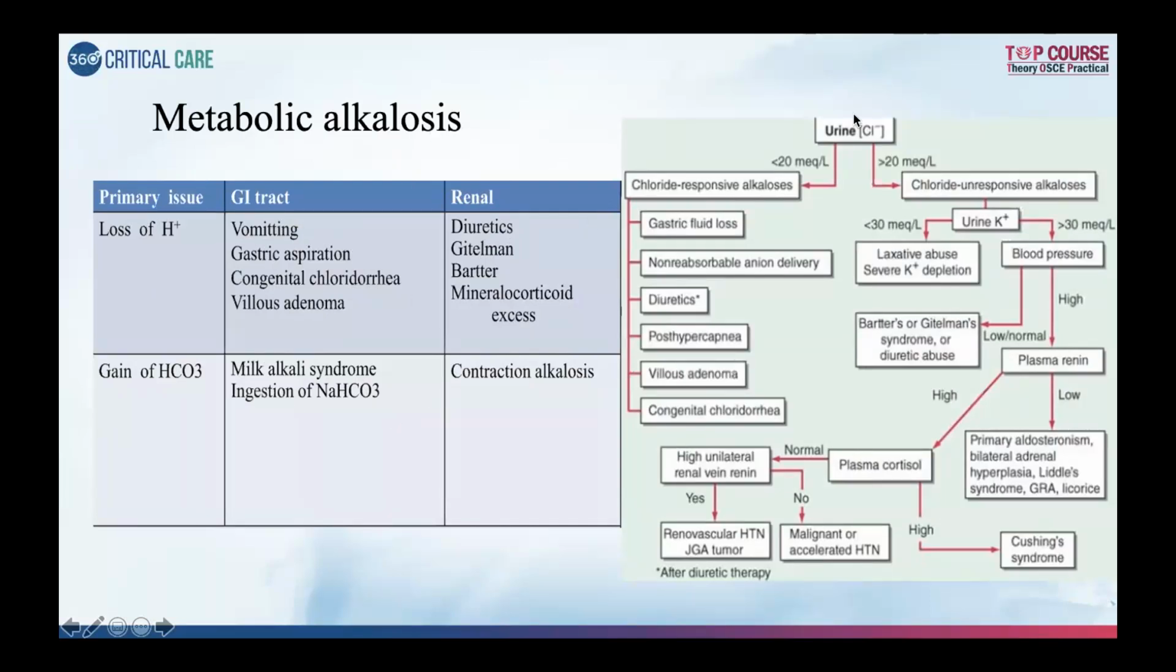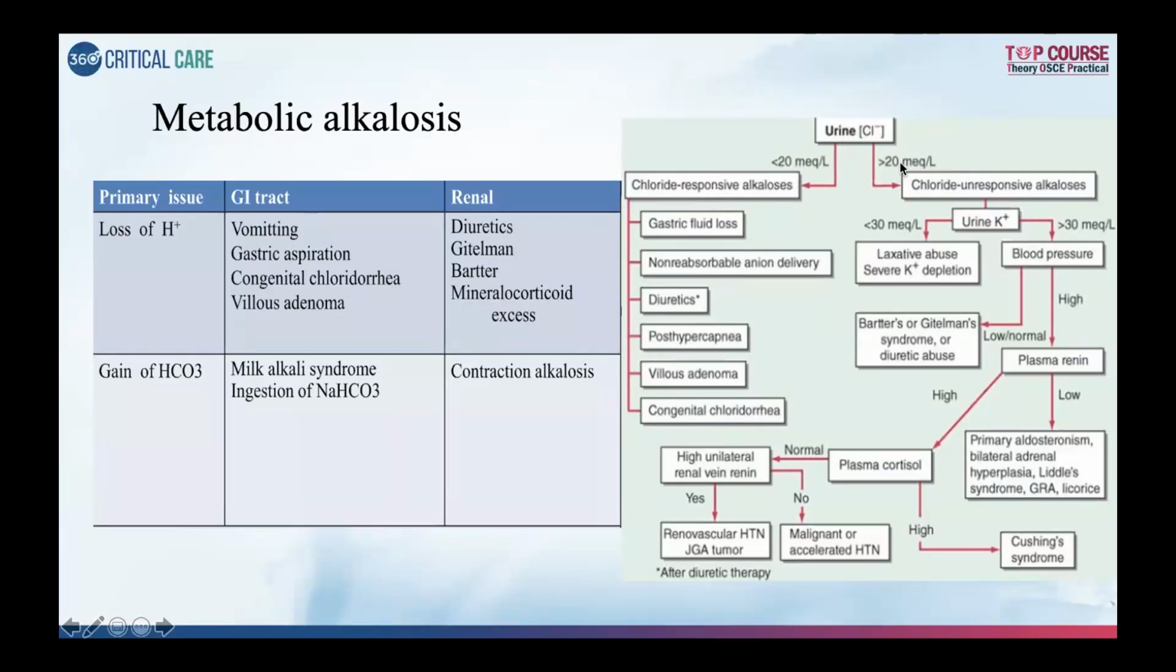So if you have to follow a proper algorithm for diagnosis of metabolic alkalosis, you have to know whether it's chloride responsive or chloride unresponsive metabolic alkalosis. Chloride responsive is when the urine chloride is less than 20 milliequivalents. It could be due to all of these etiologies, mostly vomiting, diuretics, post hypercapnia, and all the GI loss. Okay, it is chloride responsive. If you substitute with normal saline, mostly it will get corrected. So this is chloride responsive.